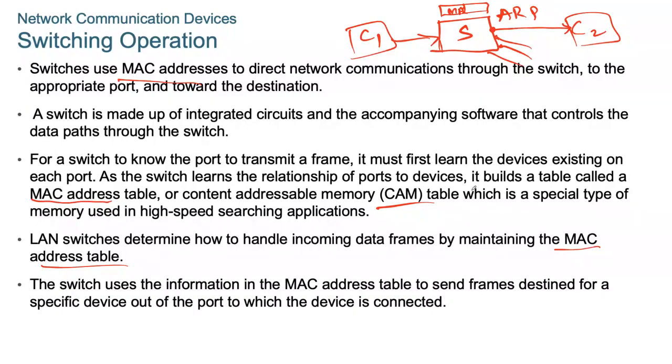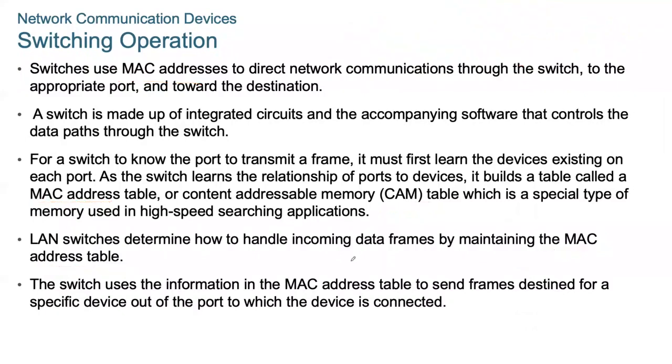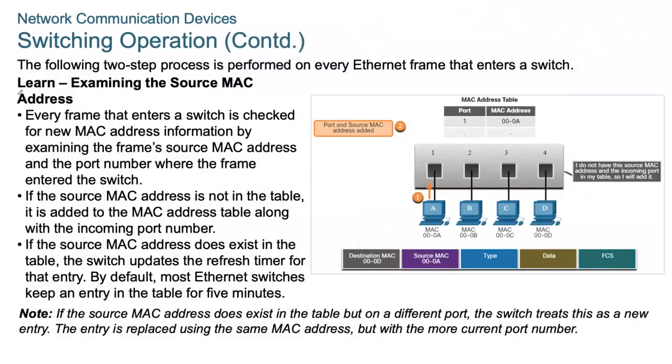One is learning, that is, examining the source MAC address of your frame. That is the first operation it performs. So learning means it examines the source MAC address of your frame. In this diagram you can see the table which is maintained by your switch, that is the MAC address table. If any device wants to communicate with any other device, they are connected to individual ports here.